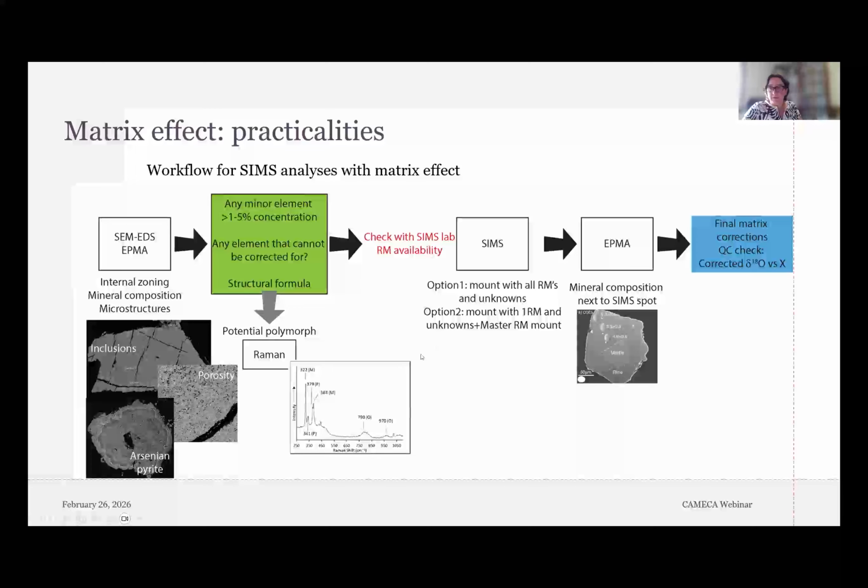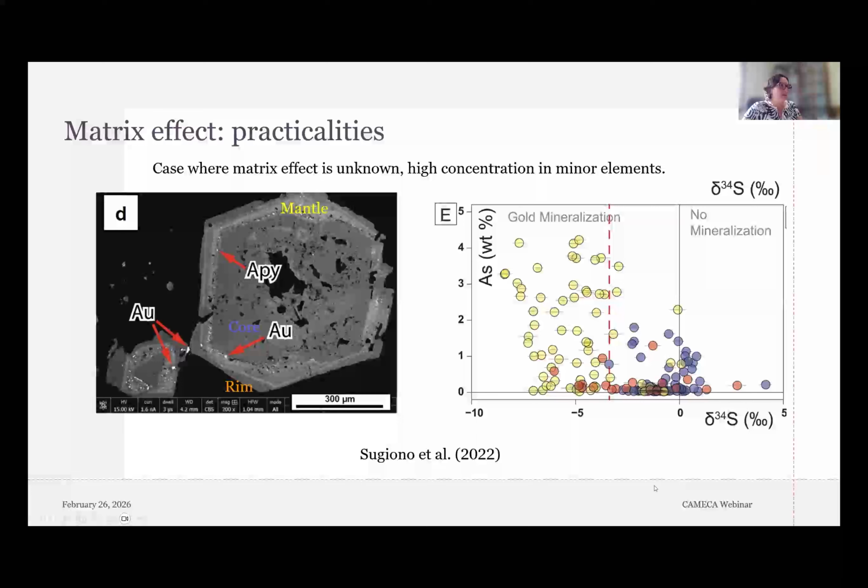For a mineral with complex chemistry, such as garnet, which really needs a correction for internal variation in chemistry, it's really useful and necessary to go back to, for example, the electron microprobe to get really quantitative and precise analysis of the mineral next to the SIMS spot, and then the final corrections can be performed.